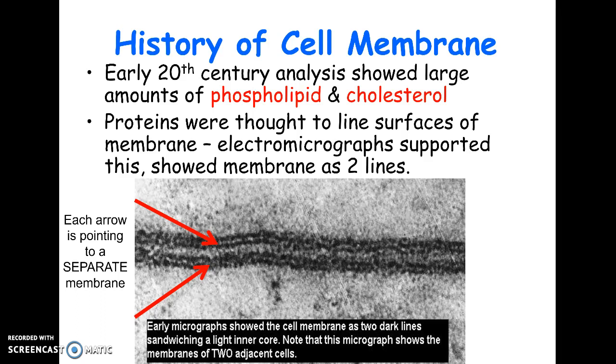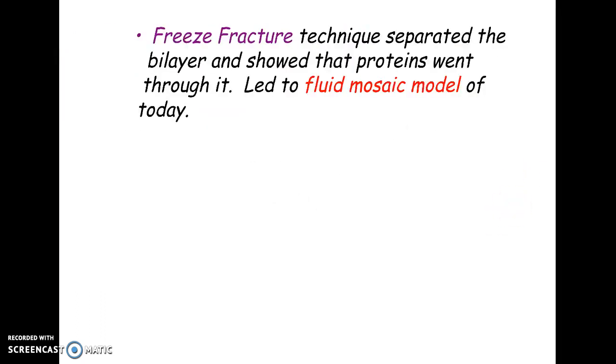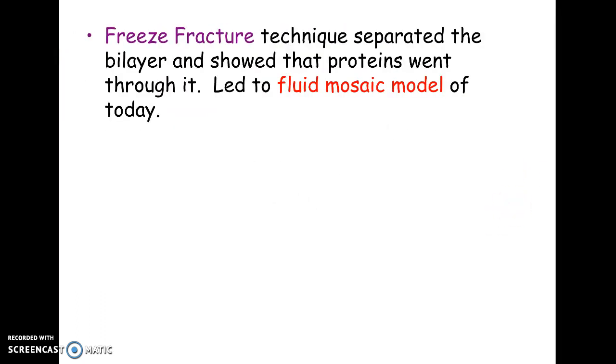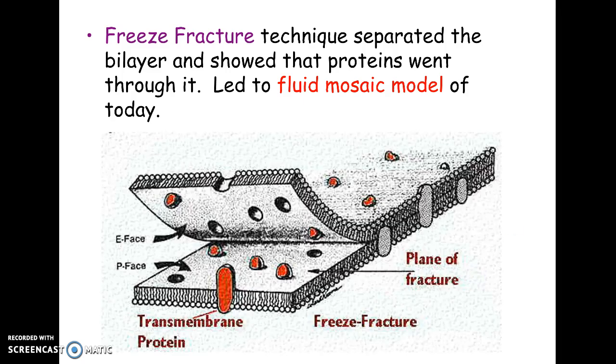What turned things around was a technique called freeze fracture. Freeze fracture was a technique that was developed that allowed them to basically cool the membrane down, really cold, and then they could actually pull it apart and see the two separate layers. And that led them to what we call the fluid mosaic model.